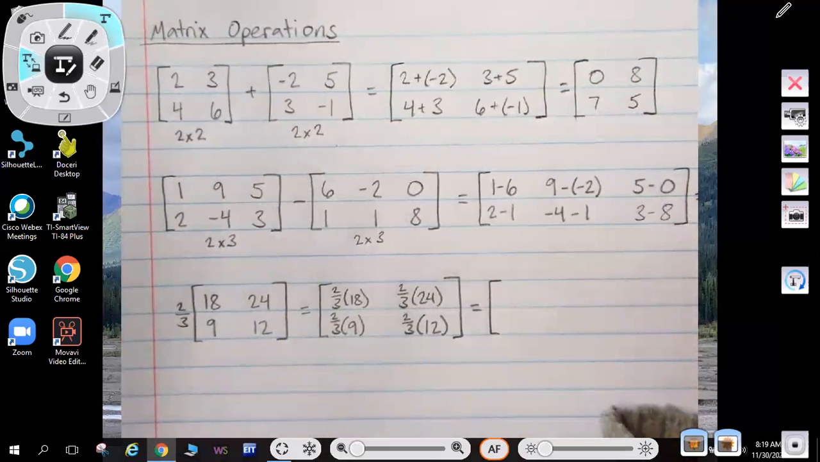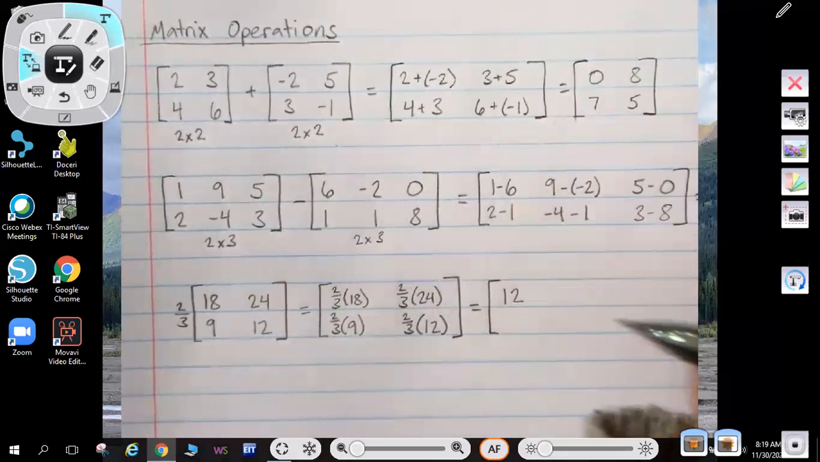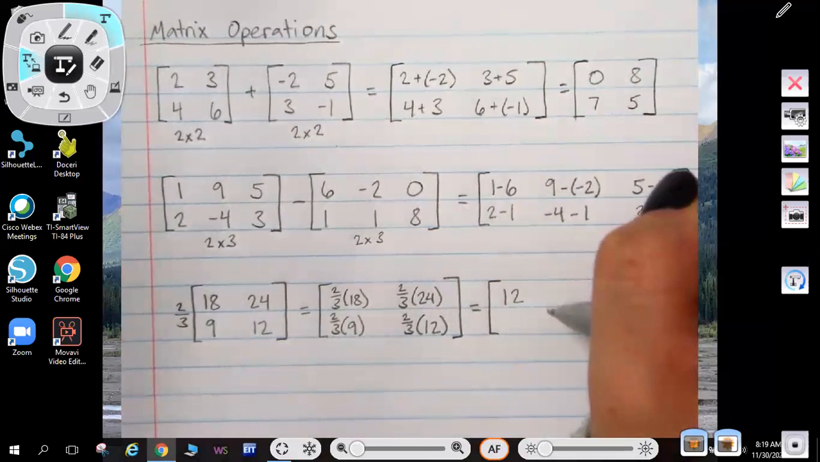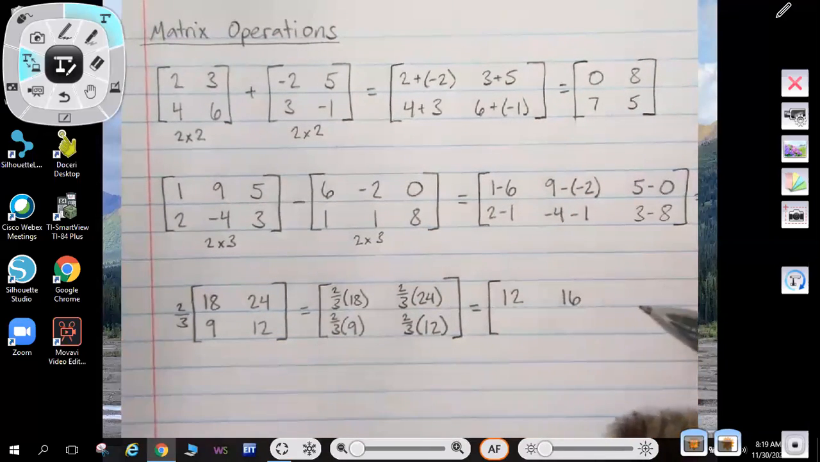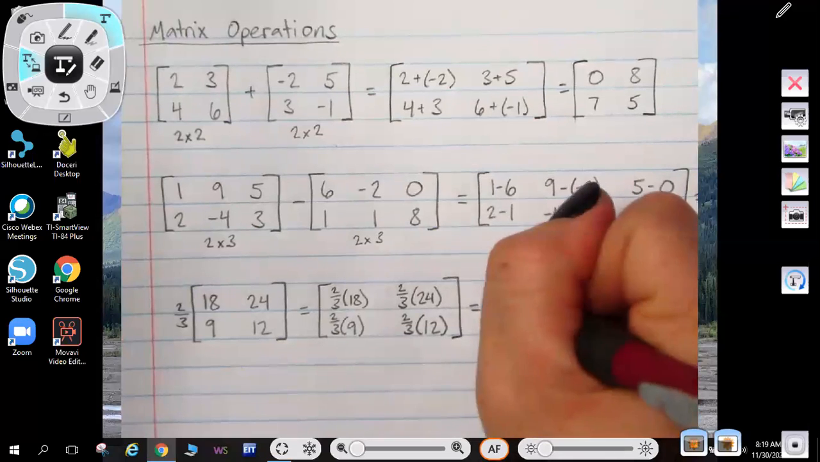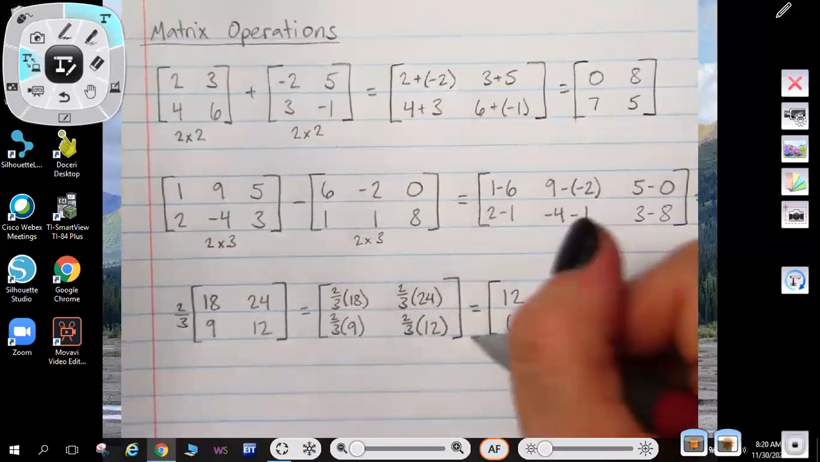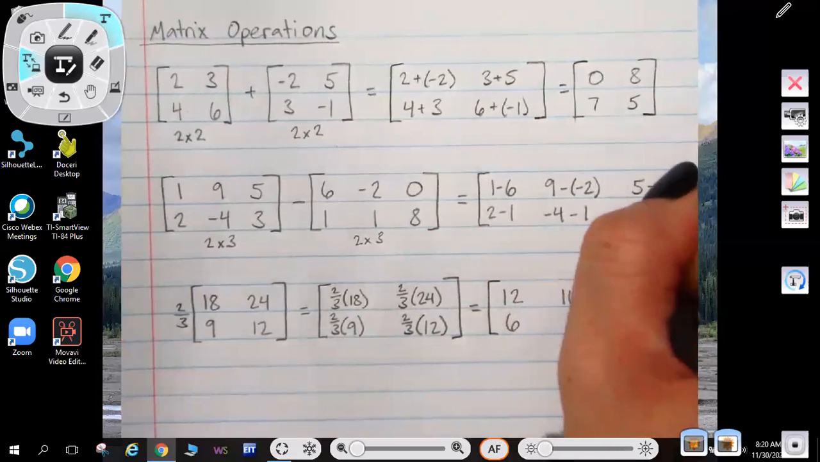Okay, 2/3 of 18 is 12. 2/3 of 24 is 16. 2/3 of 9 is 6. And 2/3 of 12 is 8.